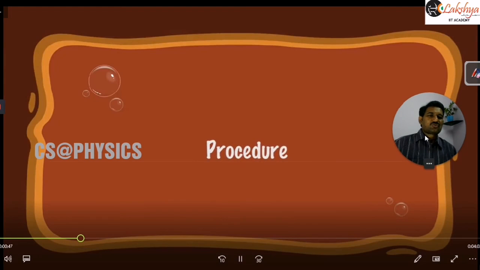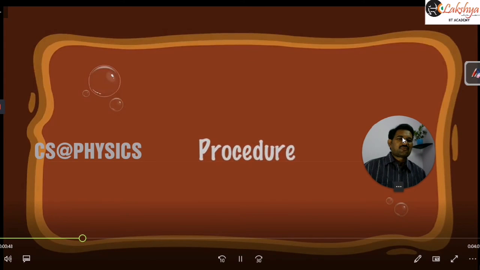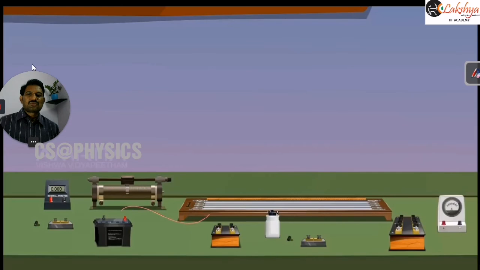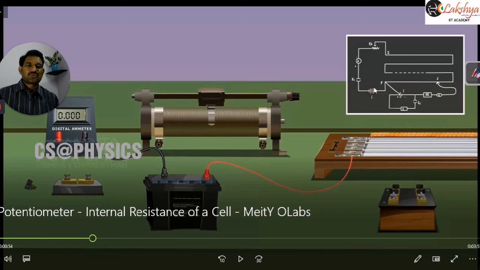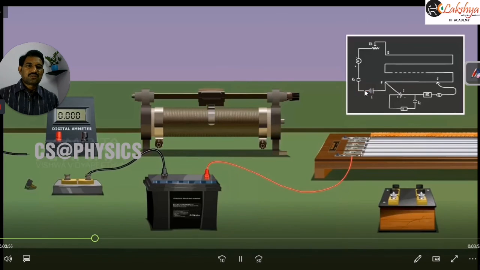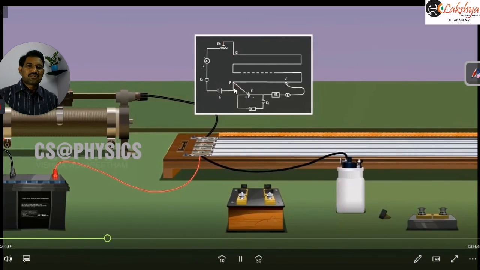Now let us see the procedure. Observe this experimental procedure here. We are making the connections, so you can compare with our circuit diagram. The positive terminal of the battery is here, one end is connected to the primary potentiometer, and the other end is connected to the key. Observe this, it is blinking here. Then this is connected to the ammeter, and then it is connected to the rheostat. The other end is connected to the potentiometer.